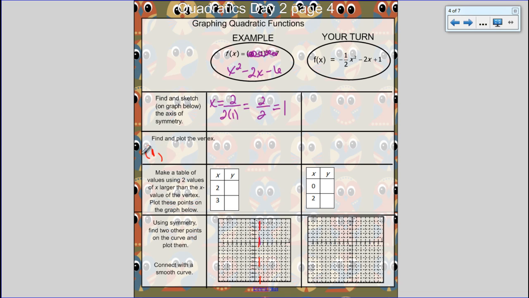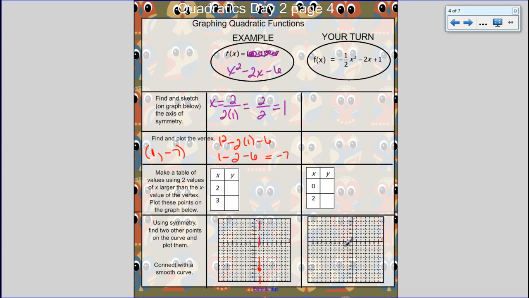To figure out what the y-coordinate is, I have to plug this 1 into my equation. So I end up with 1 squared minus 2 times 1 minus 6, and I just find out what that equals. Well, 1 squared is 1. 2 times 1 is 2, and when I do 1 minus 2, I get negative 1. Negative 1 minus 6 makes negative 7. So my vertex is at (1, -7). And so it's here. So there's my vertex.